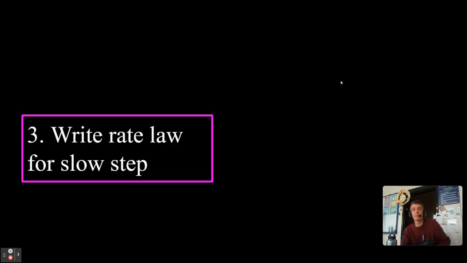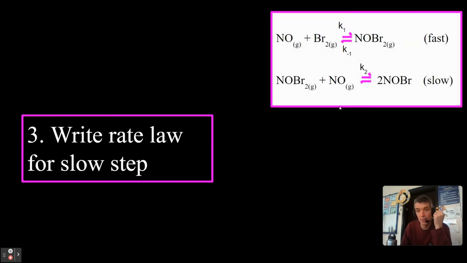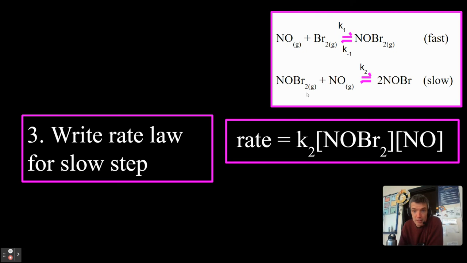Now the third step is to write the rate law for the slow step. And that, if you look, is the second step. And that's just going to be using stoichiometry. Here the rate is this because I've got one of each, so they're going to be first order, and then there's my constant, and that's going to go on the front.